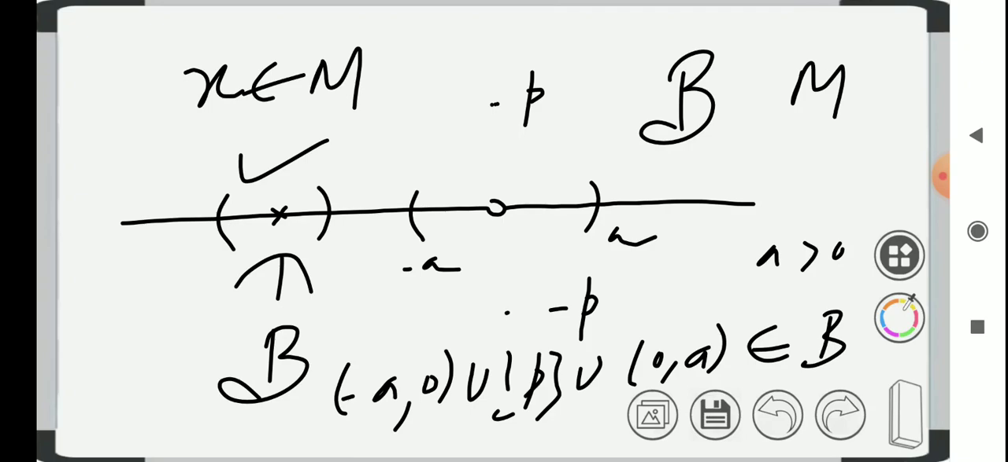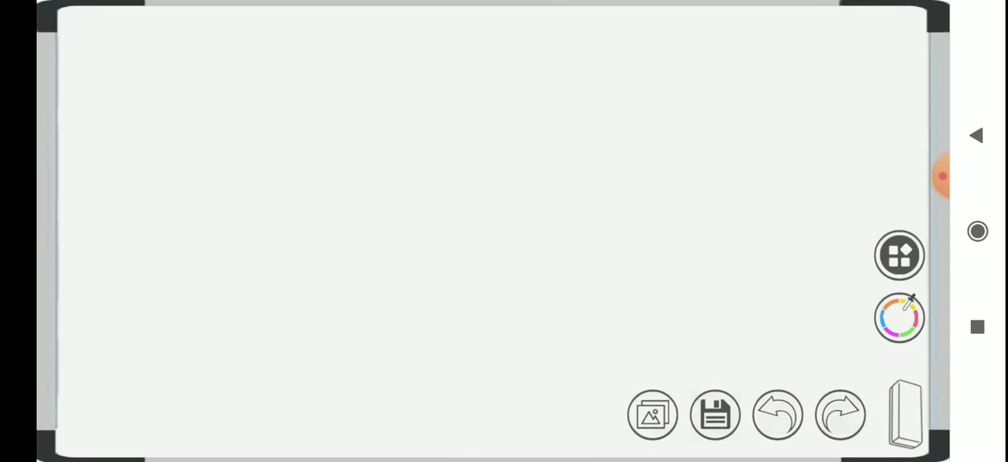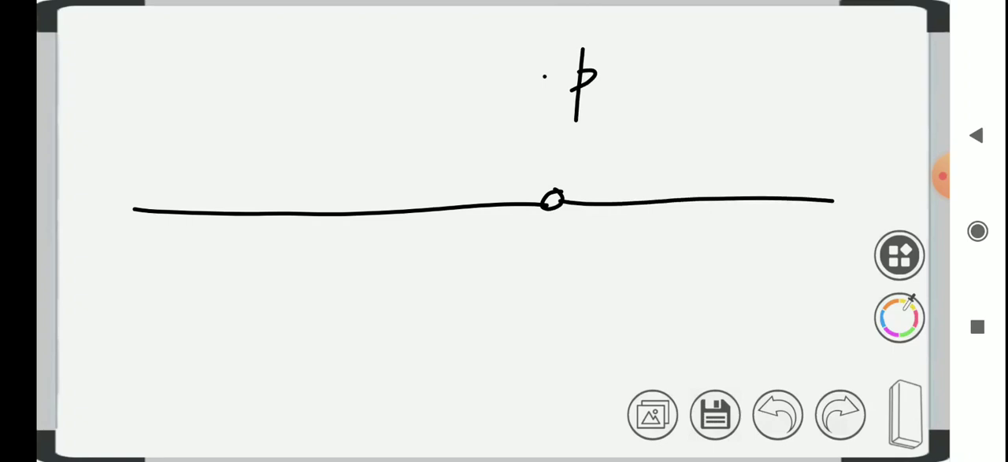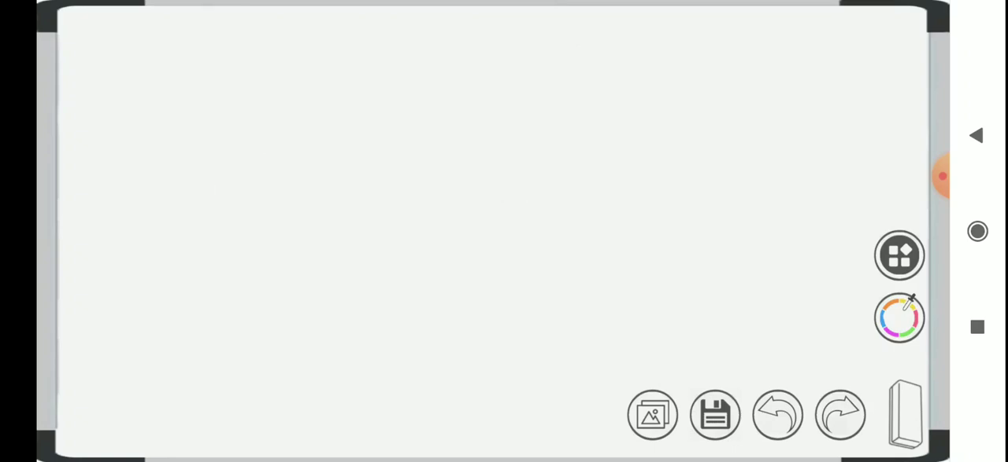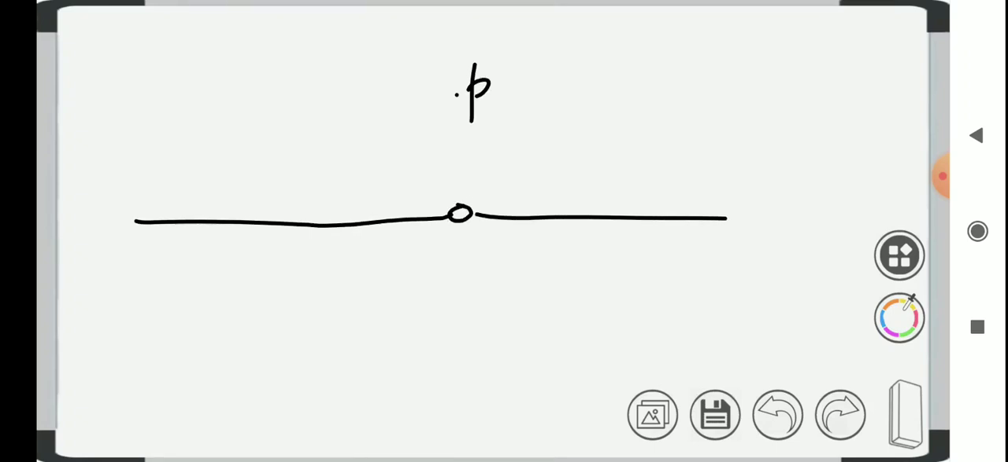Also, now we have to show the intersection property. This is our P, this is our minus P. It is clear that if some point belongs to the intersection of two basis members, then this is also a member of B. Clearly, because it looks like the interval, and around P here and minus P here.